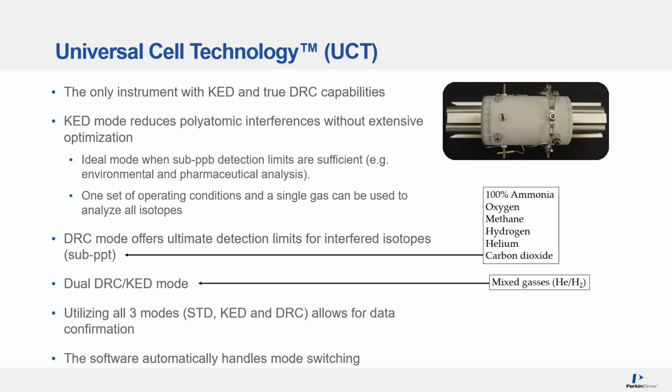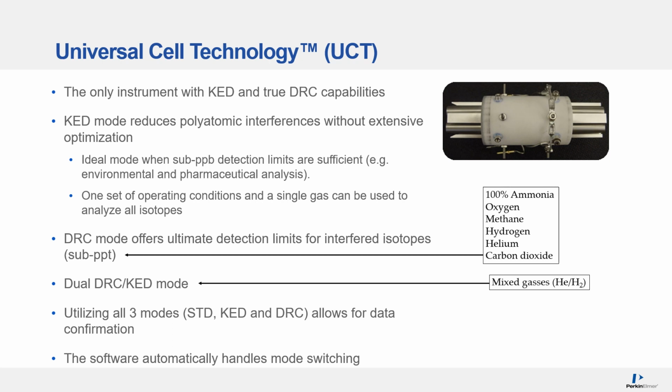gas. When using a mixed gas, the gas flow as well as the electronic conditions on the cell to promote either DRC or KED interference removal can be tuned. Thus, you can have a mixed gas of helium and hydrogen and use the tuning aspects of the cell to induce either a DRC effect or a KED effect on that gas.